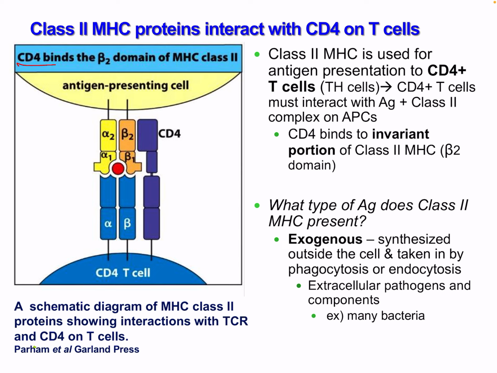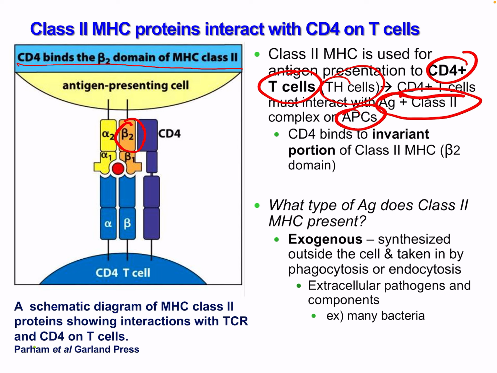So here's an example of CD4 binding to the beta 2 domain of the MHC. So again, CD8 binds to alpha 3, whereas CD4 binds to beta 2. The class 2 MHC is used for antigen presentation for CD4 positive T cells, like we said, or T helper cells. These CD4 positive T cells must interact with antigen and the class 2 MHC on the antigen presenting cells. CD4 binds to the invariant portion of the class 2 MHC, which is the beta 2 domain. So MHC1 was endogenous, and MHC class 2 is exogenous. These are synthesized outside the cell and taken in by phagocytosis or endocytosis. So extracellular pathogens and components include many bacteria.